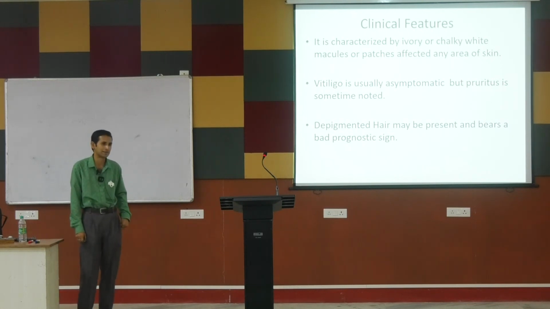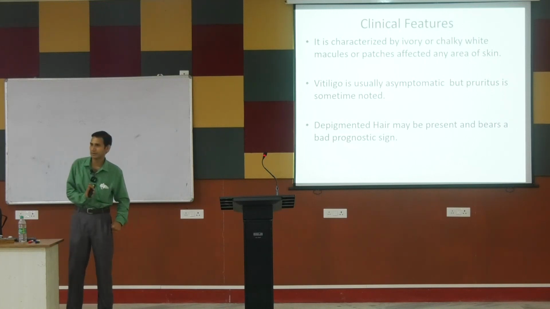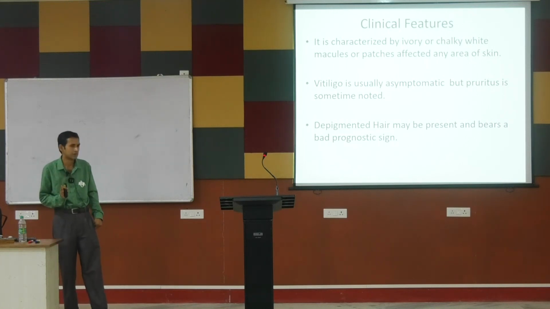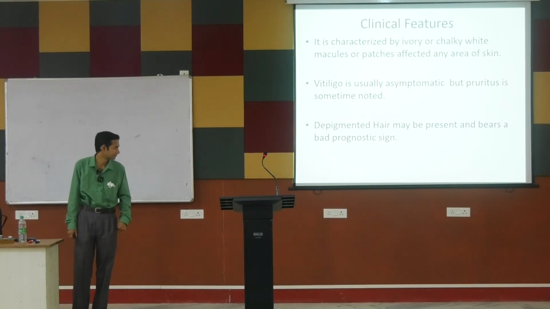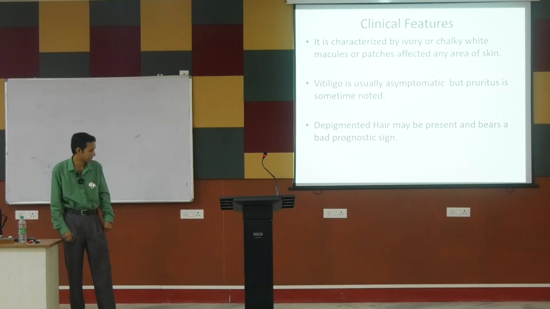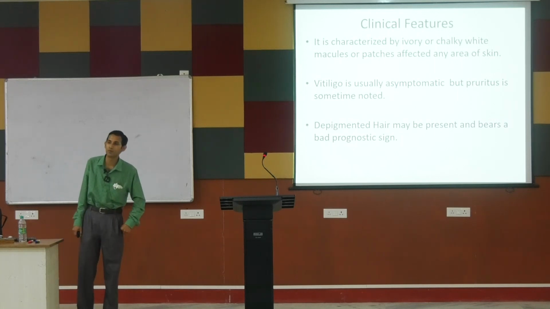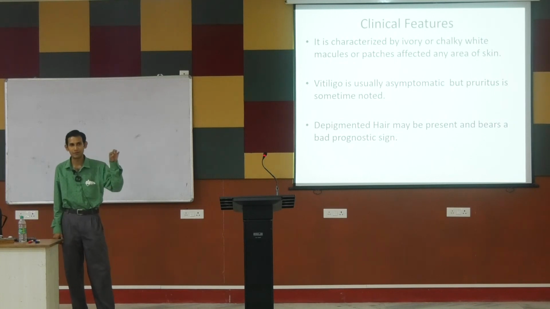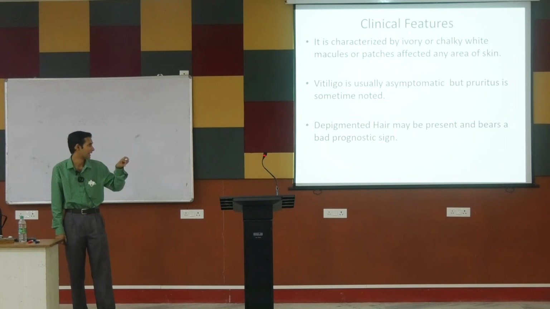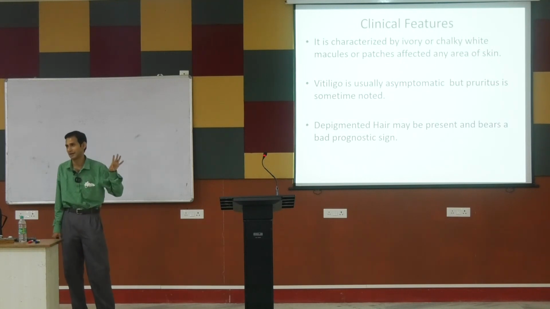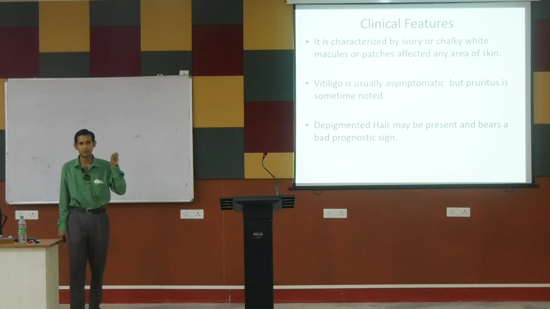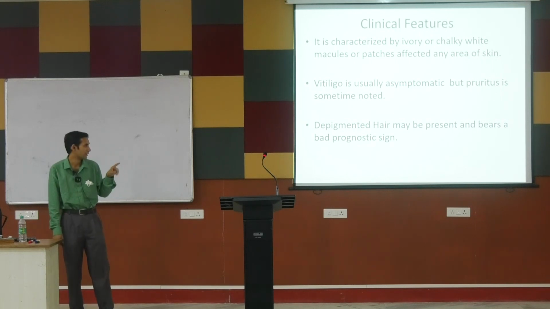So vitiligo is usually asymptomatic. Usually it doesn't produce any symptom, but sometimes the patient complains of pruritus or itching. Depigmented hair may be present, which is also known as leukotrichia. When vitiligo affects a particular part of the hair, this is known as leukotrichia and bears a poor prognostic sign. This is most important.